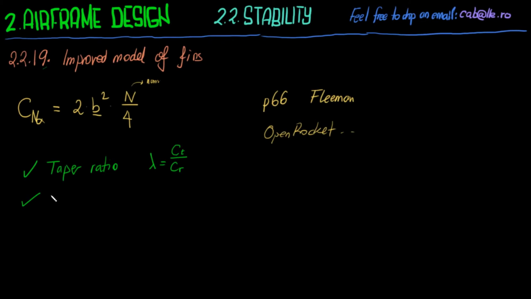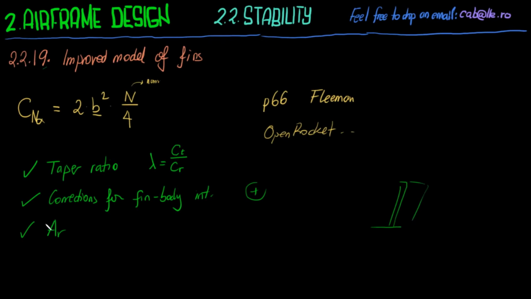It's also going to have corrections for fin body interactions. So the interactions between the fin and the body actually give an extra nudge on the CN alpha. That's nice. And it also takes into account the aspect ratio. If it didn't take into account the aspect ratio, yeah, you could fly fins like this, and it doesn't make much sense. It would, yeah, lift as I was saying a moment ago.